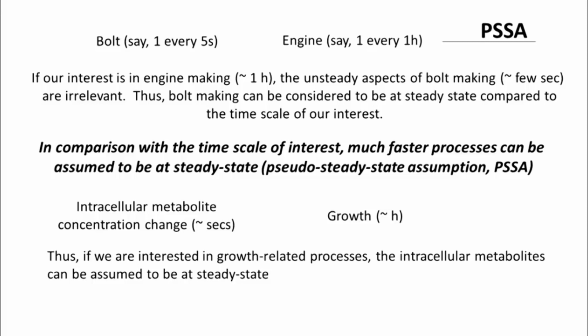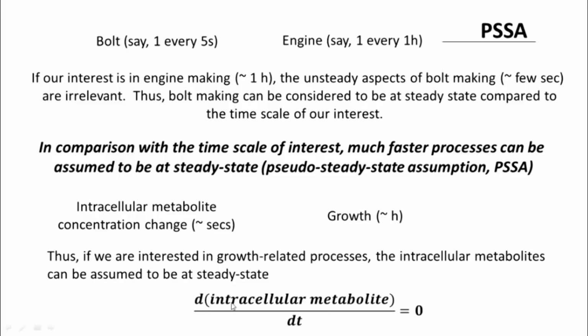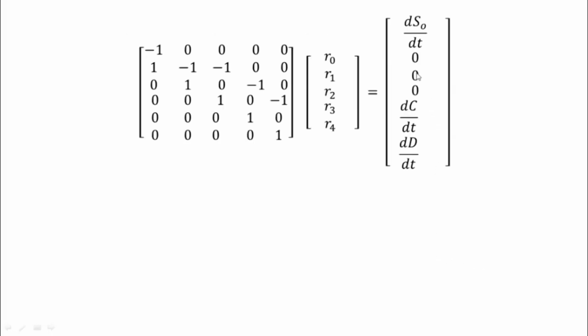And now see how it simplifies our approach. All the time derivatives of intracellular metabolites can be set to 0 by the pseudo steady state approximation if we are interested in growth related processes, which we are, growth and product formation in the case of a bioreactor. Definitely we are interested only in such processes, and in such a case we can directly take the intracellular metabolite variations with time to be 0, or this process to be at steady state. If we do that, then the intracellular metabolites A, B, C can be directly put to 0.